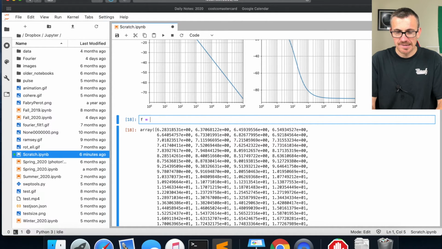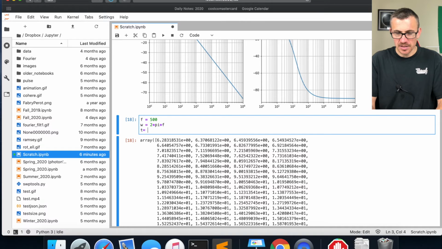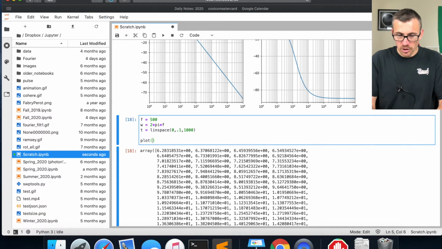F equals 500 hertz. Omega equals 2 times pi times f. And t is going to be equally spaced time points. So let's just say it goes from 0 to about 100 milliseconds. Let's see what that looks like. Plot t versus sine of w times t. And this is my input.